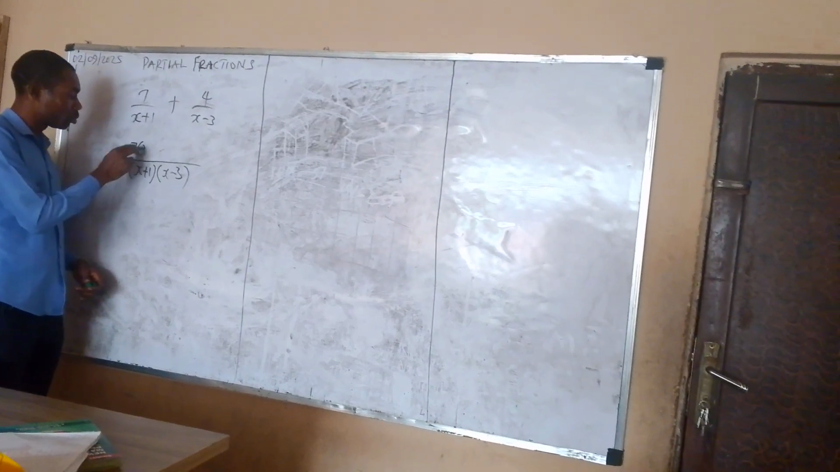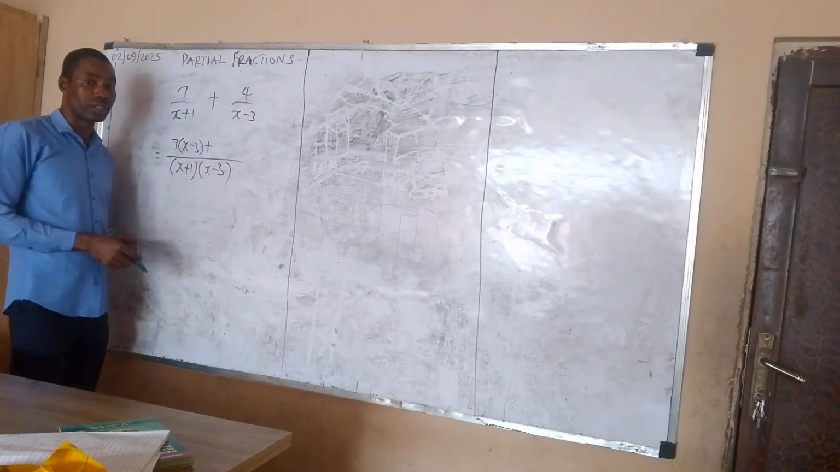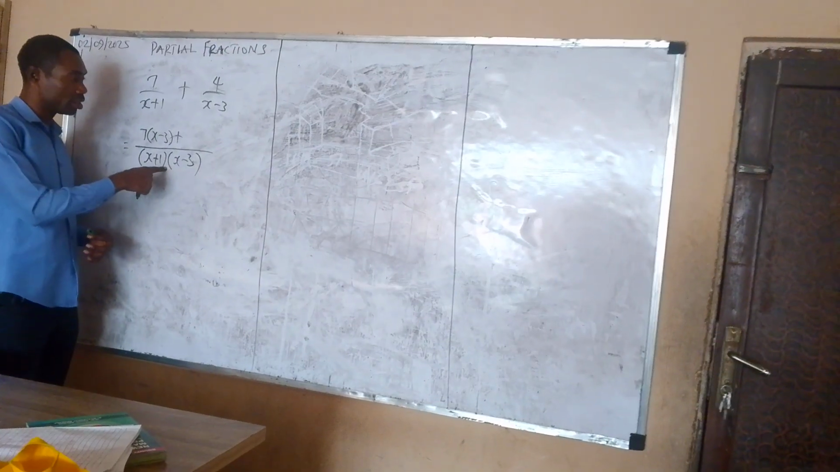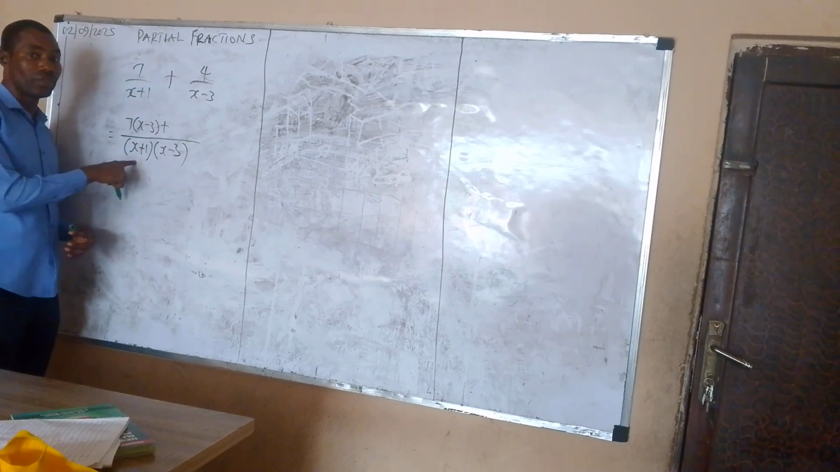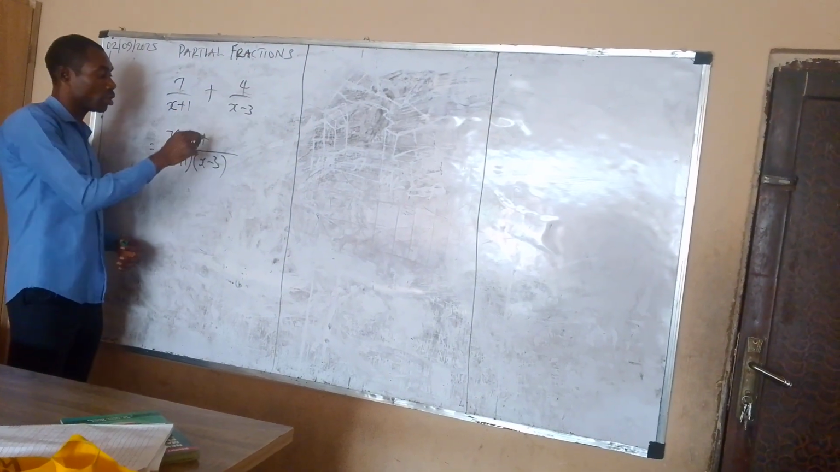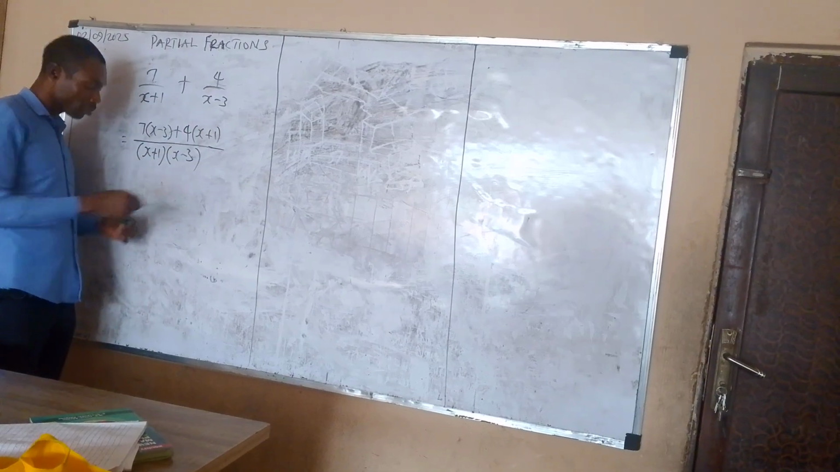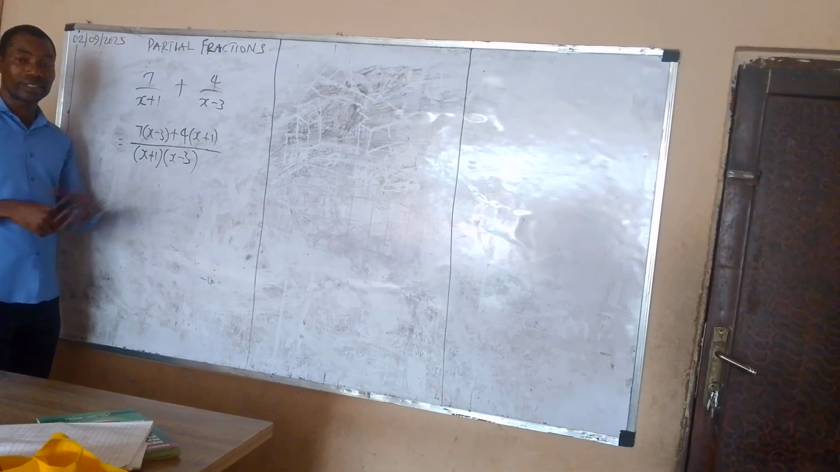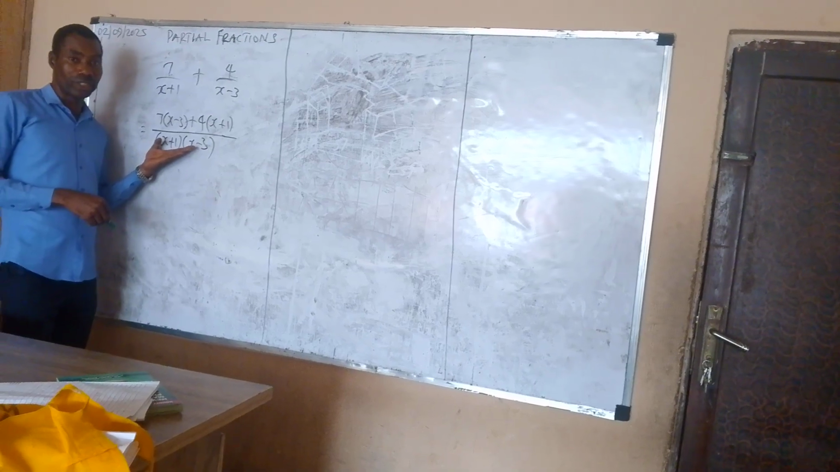We have 7 into bracket x minus 3 plus. In the same way, divide this by this. So this will cancel this, leaving x plus 1. Now multiply this by the numerator here. We have 4 into bracket x plus 1. Now let's open up the brackets in the numerator. The denominator, leave it the way it is.